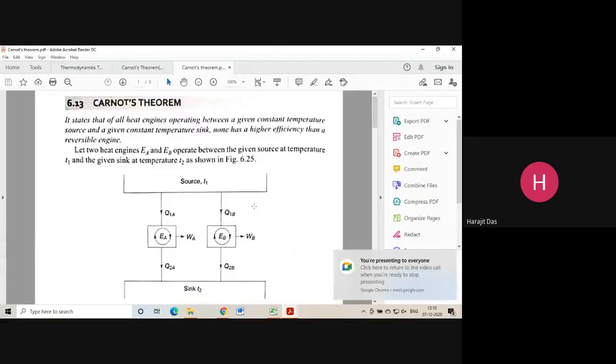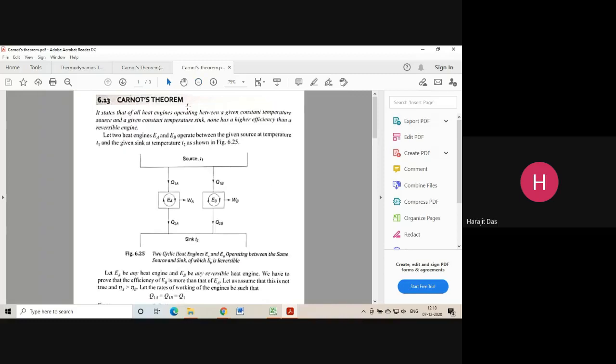Okay, so what was that actually? Carnot's theorem states that of all heat engines operating between a given constant temperature source and a given constant temperature sink, none has a higher efficiency than a reversible engine.